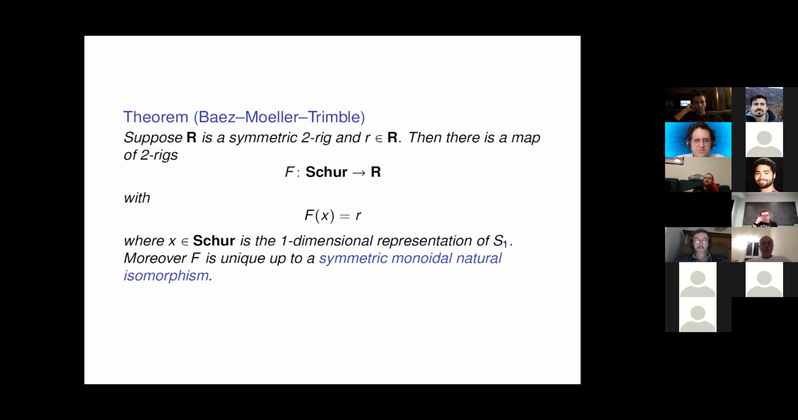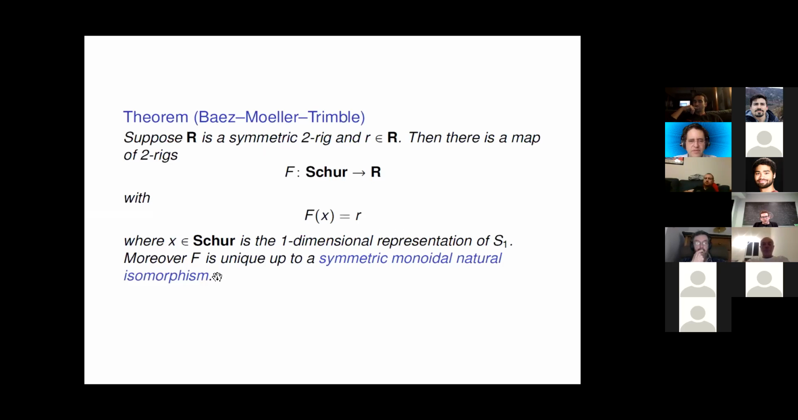So then our theorem says that if you've got any symmetric two-rig R and any object of it, there's a map of two-rigs from Schur to R, which sends X, some special object in Schur, to that object. What is this X? I never said what this X was. Well, it's a very simple thing. It's just the one-dimensional representation of the group S1. So it's not quite zero-dimensional, but it's not the simplest thing in Schur, it's like the second simplest thing in Schur.